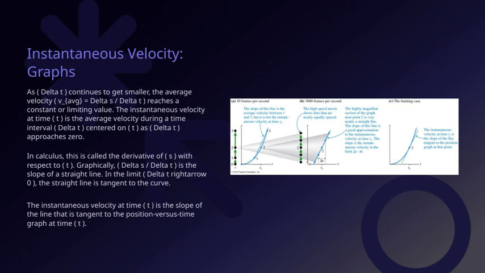Graphically, delta s over delta t represents the slope of a straight line, which gives us the average velocity over that interval. When delta t approaches 0, this straight line becomes tangent to the curve itself, giving us a precise measure of the velocity at that single point in time. As delta t gets smaller and smaller, the average velocity over that interval approaches a limiting value. This limiting value is what we call the instantaneous velocity at time t.